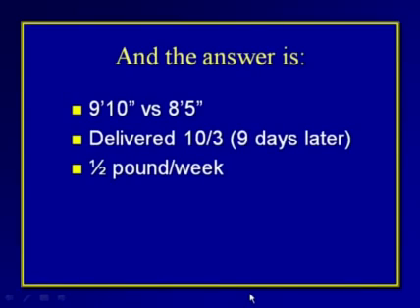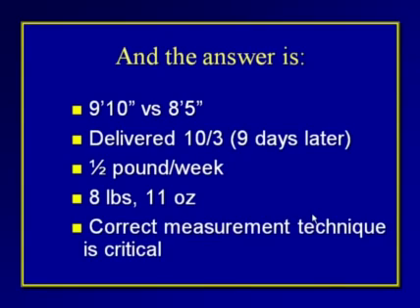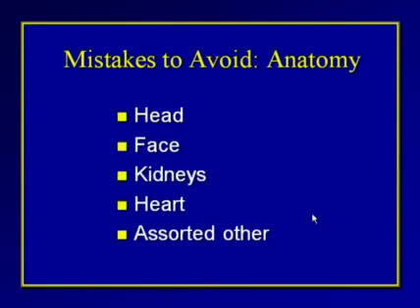Okay, well, what's the answer? 9 pounds and 10 ounces, or 8 pounds and 5 ounces. The patient delivered on October 3rd, which was 9 days later, and we do understand that fetuses gain approximately a half a pound a week. So the true weight of this fetus approximately 9 days later was 8 pounds and 11 ounces, a little bit more than a half a pound larger than we had estimated with the accurate measurements, reminding us all that the correct measurement technique is critical.